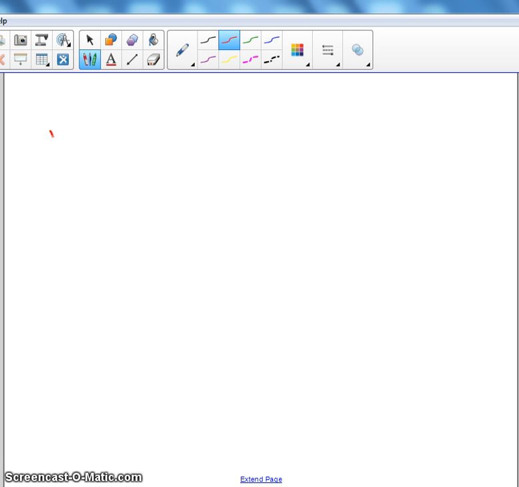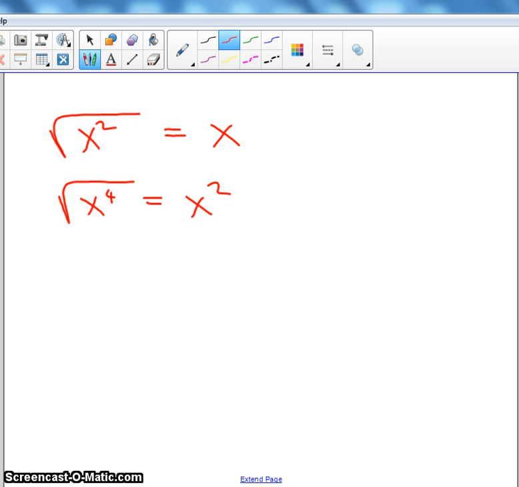If I take the square root of x squared, that's equal to x. If I take the square root of x to the fourth, that's x to the second. The square root of x to the sixth is x to the third, and so on. The square root of x to the eighth is x to the fourth.